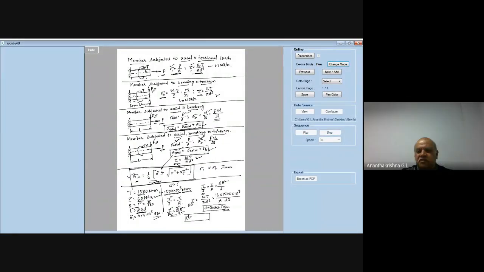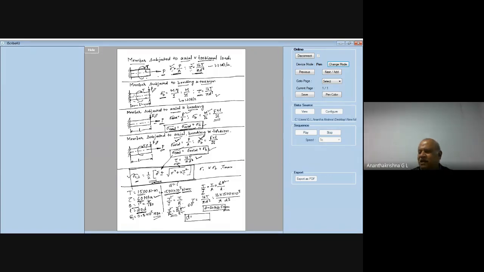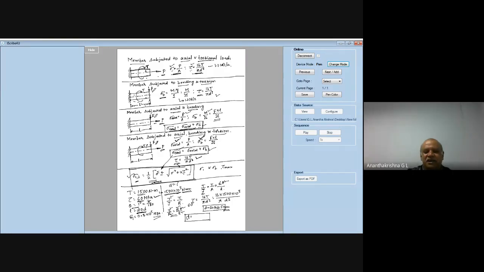Yes, sir. 50 meters is too big, Chinmayi. You cannot get such a big shaft. Convert always to Newton and millimeter. That will be easy to handle.